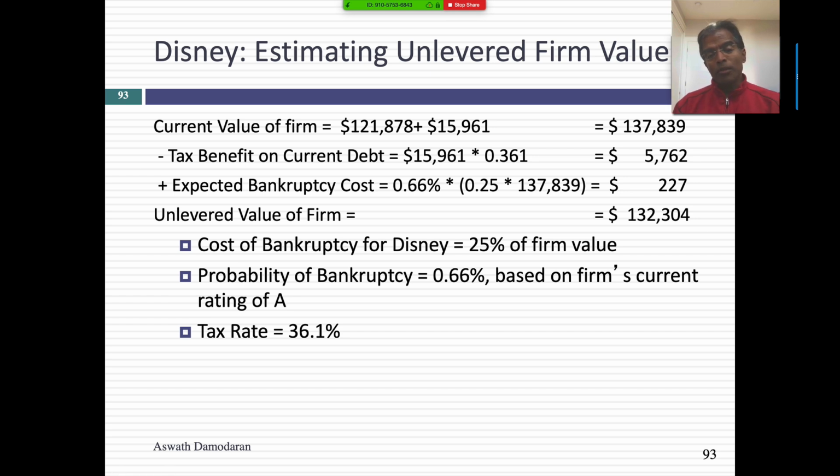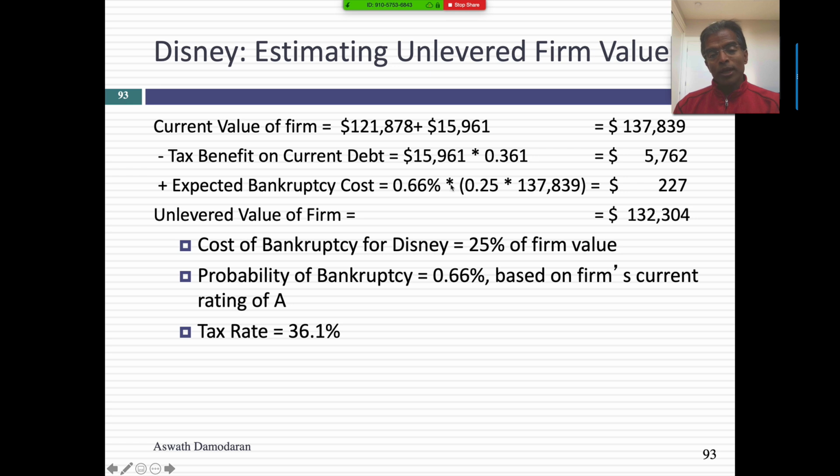I'm going to first come up with the unlevered firm value, and I'm going to use the shortcut. I'm going to start with the market value of the firm, which incorporates $15.96 billion in debt, and then remove the effects of that debt. Remember, if I were an all-equity funded firm, I wouldn't have the $15.96 billion in debt, which means I'd lose the tax benefit on that. So I'm multiplying the tax rate by that; the 5,762 is the tax benefit I'm getting now with the debt. I'm going to remove that from the game.